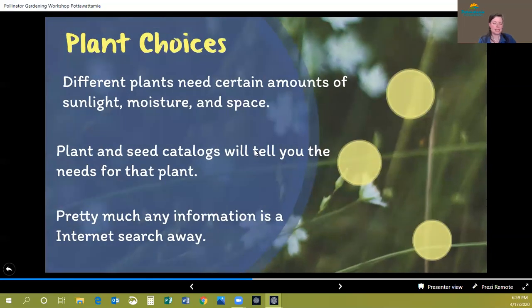So there is a huge number of plant choices out there. In the beginning, it's basically what can you get your hands on that's actually native. That's kind of how I started.